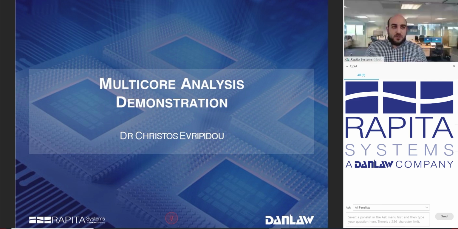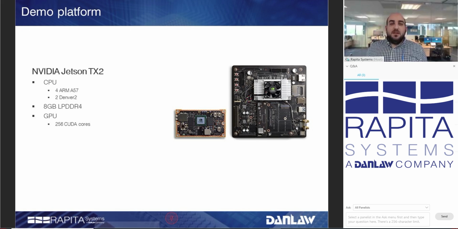So as part of my demonstration, I will be presenting our demo application, which runs on the NVIDIA Jetson TX2 platform. This platform has two clusters of CPUs. On the first cluster, we have 4 A57 cores. On the second cluster, we have 2 Denver 2 cores, 8 gigabytes of DDR4 RAM, and a GPU with 256 CUDA cores.